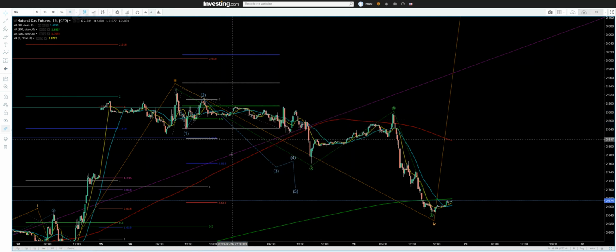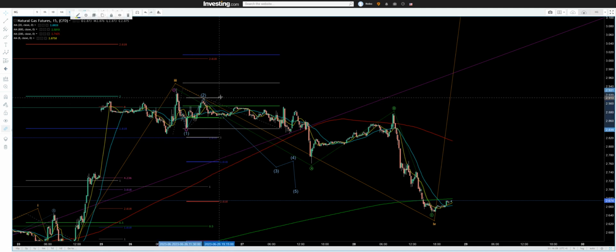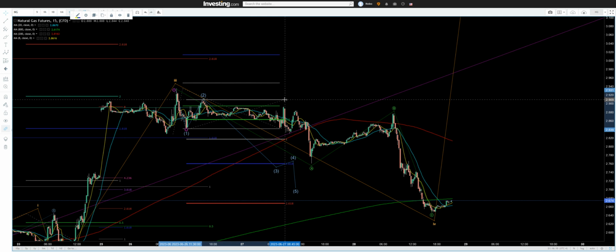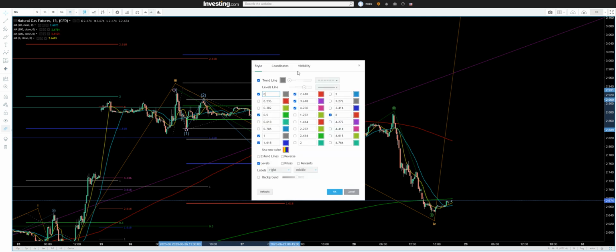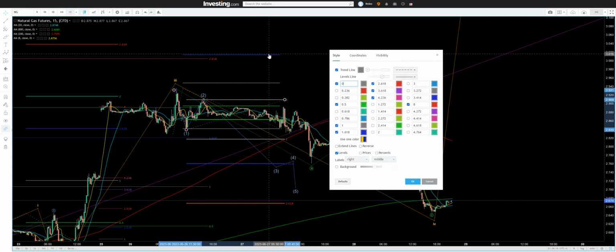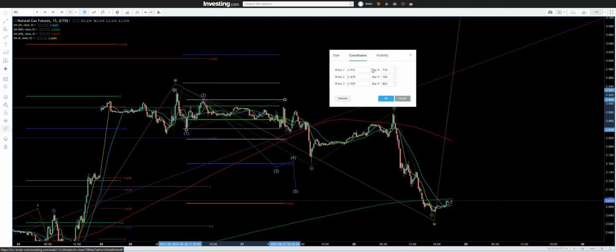Okay, nice big bold lines. Okay, good. So the easiest way to do this is using the coordinates. You take the high here, which is 2.935, and the low here on this red candle, which is 2.841.